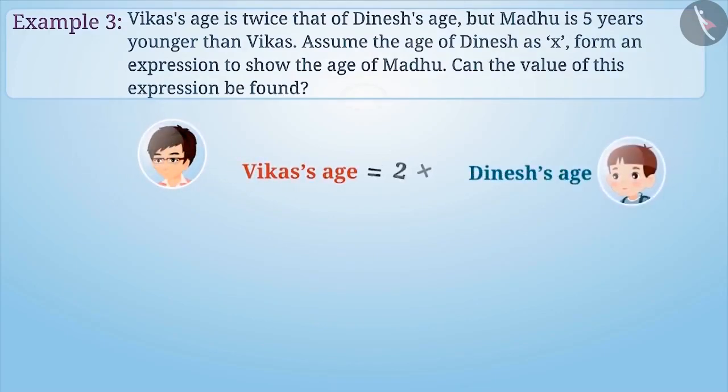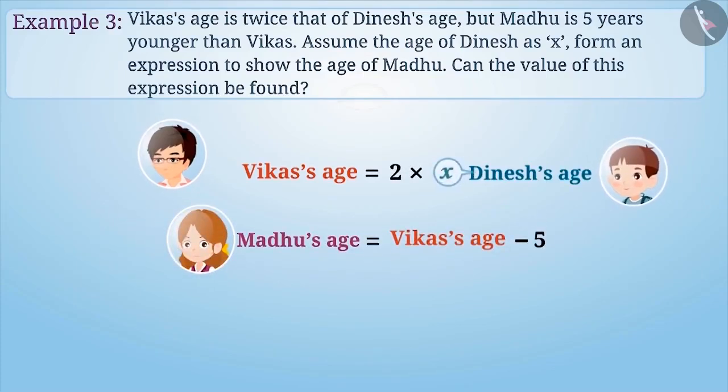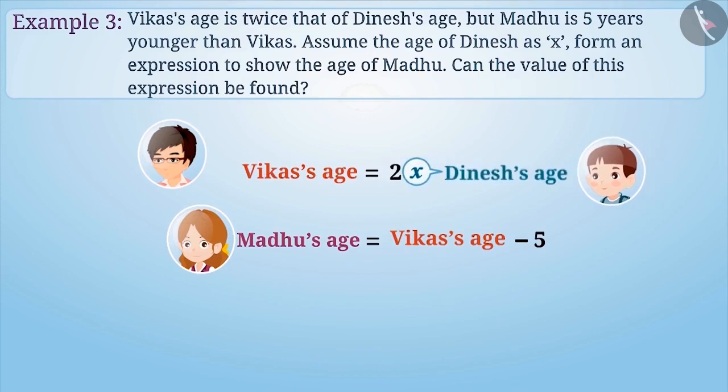Here, Vikas is older because his age is twice the age of Dinesh and Madhu is 5 years younger to him. If we consider the age of Dinesh as variable x, then the age of Vikas can be written as 2x. Now Madhu is 5 years younger than Vikas. So, can you tell the expression for Madhu's age? Pause the video and try to solve it.